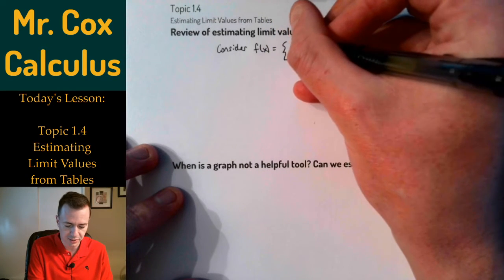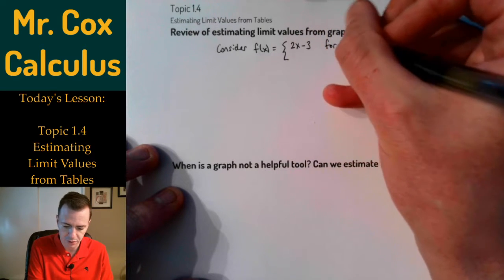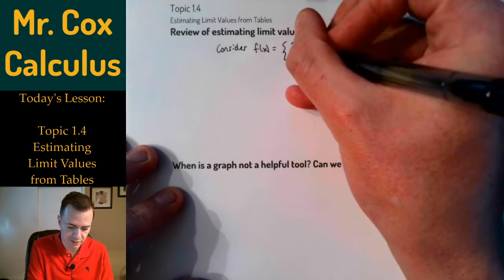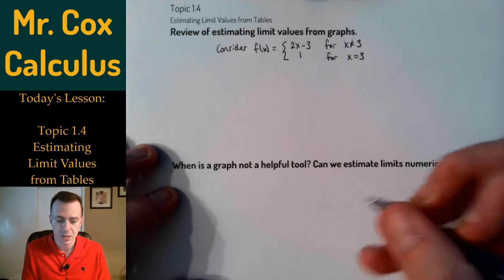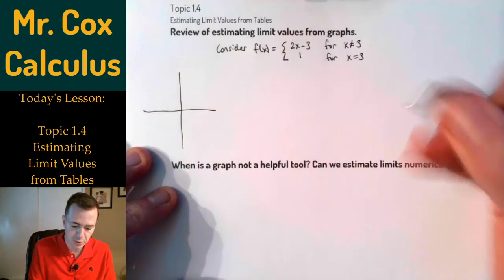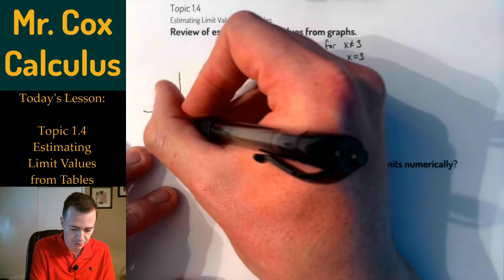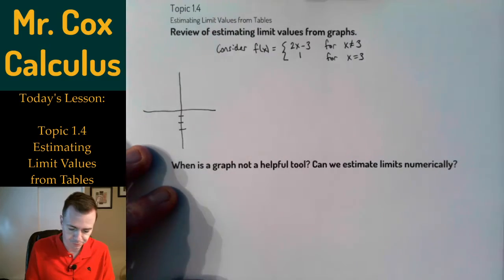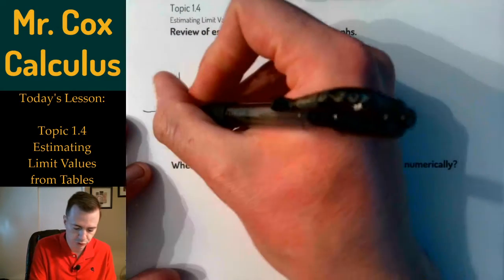Let's let the function equal 2x minus 3 for all x not equal to 3. And then let's define it specifically as equaling 1 for x equals 3. So let's do a graph of this function. And we know that it is linear in nature, 2x minus 3. So down 3, we can plot our y-intercept. And it's going to have a slope of 2.